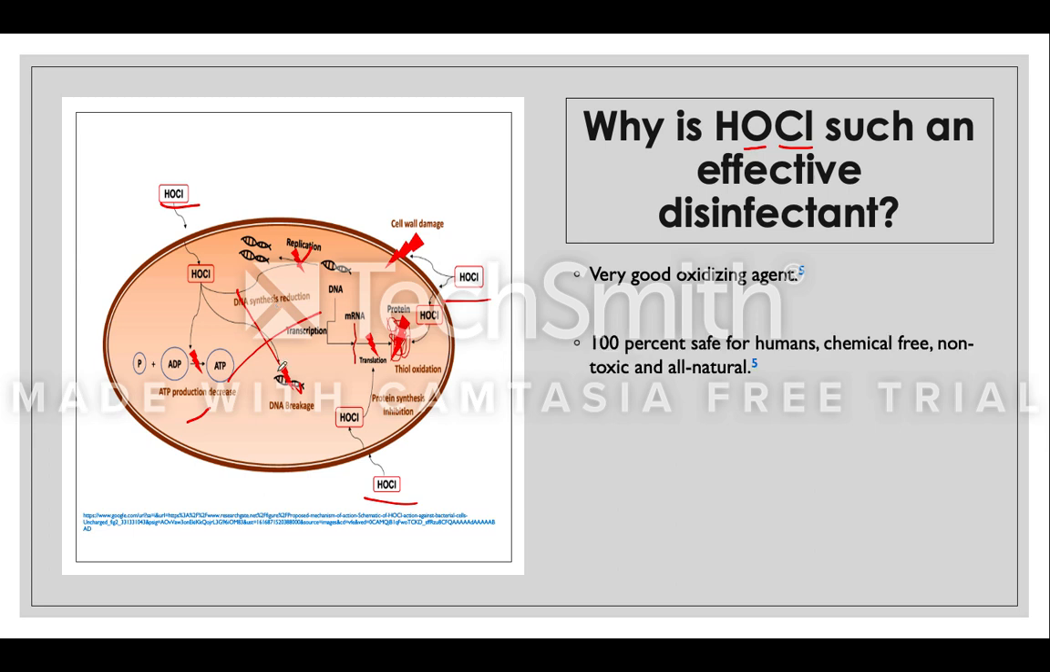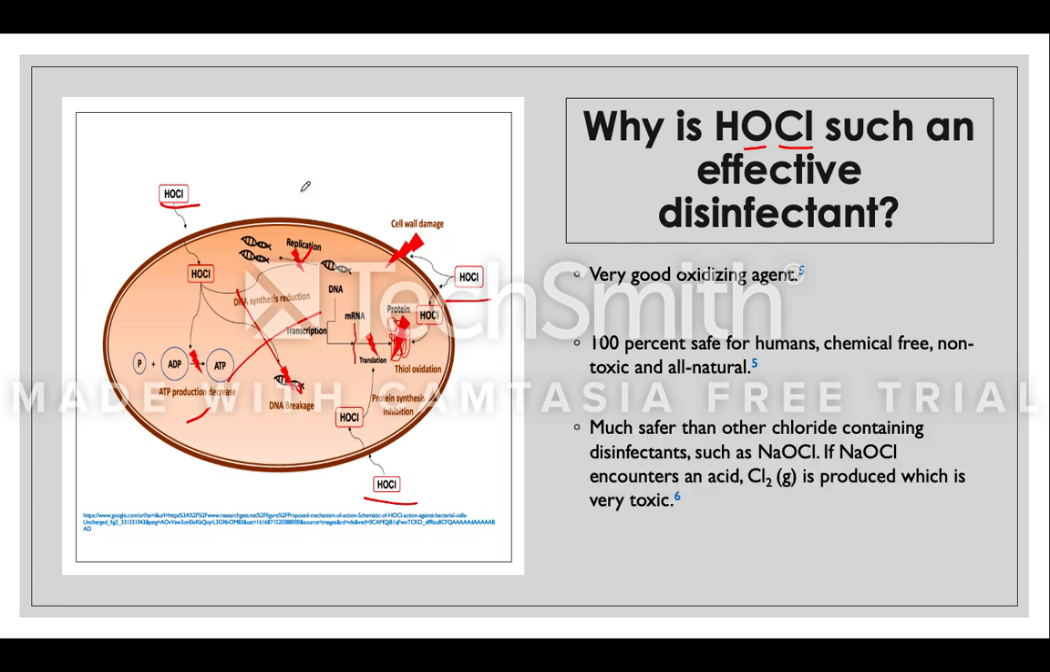What is also cool about hypochlorous acid and why it's becoming such a popular disinfectant is it is 100% safe for humans. It's chemical free, it's non-toxic, and it's all natural. So it's going to just break down into protons, oxygens, and some chloride ions. And we obviously know that those are throughout our entire body, so it really doesn't matter if it breaks down. And so it's much safer than other chlorine-containing disinfectants, such as sodium hypochlorite, which we talked about earlier.